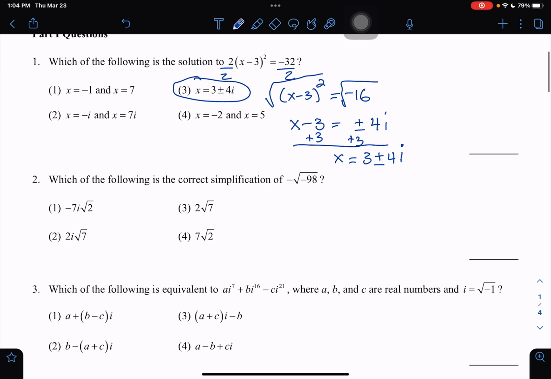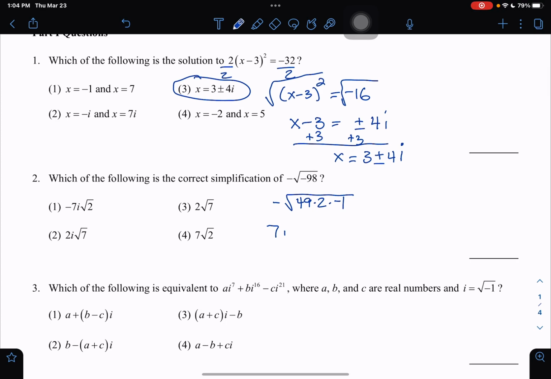Okay, number 2, we can break this down to 49 times 2 times negative 1, right? And if you multiply those together, we get negative 98. So 49 is a perfect square, right? Square root of 49 is 7. The square root of negative 1 is i. Don't forget our negative sign out front. And the square root of 2 stays inside. So this one was number 1. So this is 3, and this is 1.